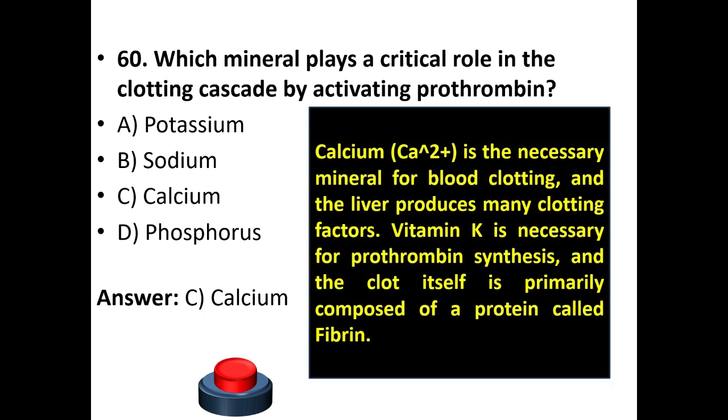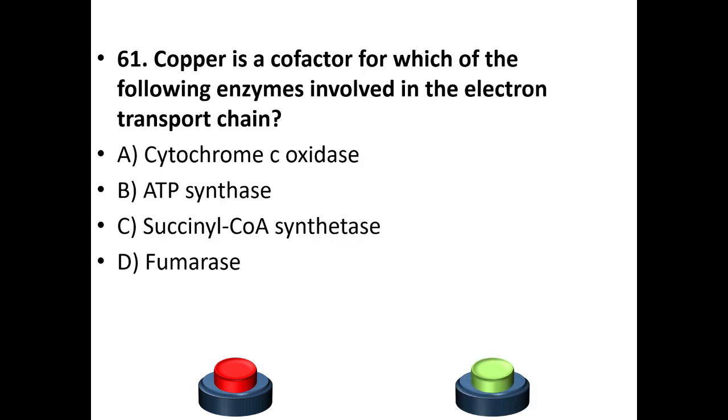Calcium is the necessary mineral for blood clotting, and the liver produces many clotting factors. Vitamin K is necessary for prothrombin synthesis, and the clot itself is primarily composed of a protein called fibrin.